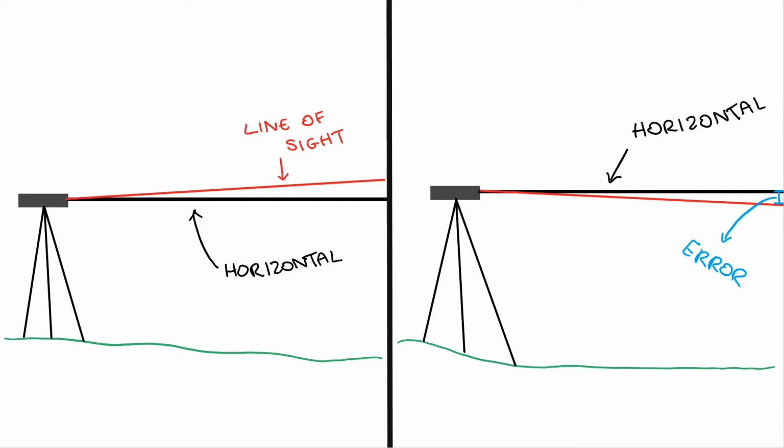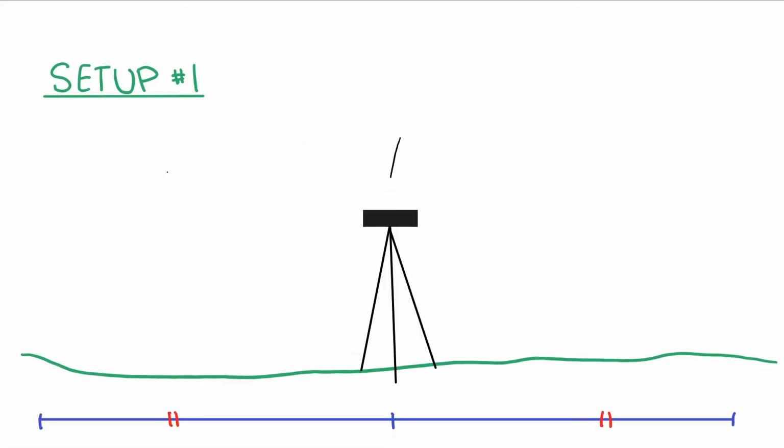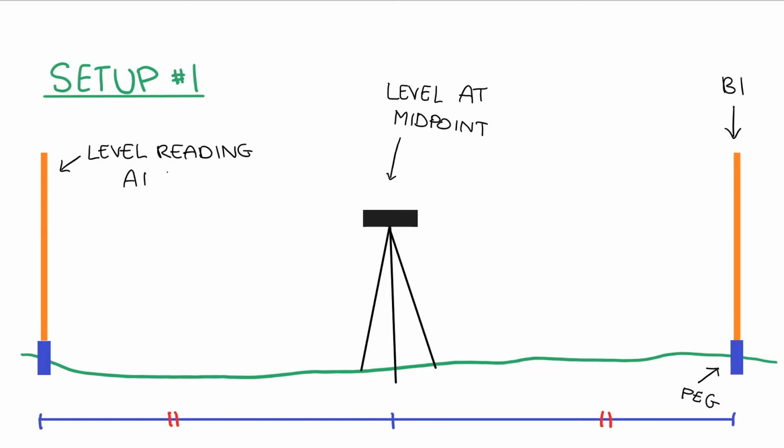In order to measure this, we utilize the peg test. The peg test involves two steps. First, the level is set up exactly in the middle of the length between 2 points A and B. From this level location, a reading is taken at point A. We will call this reading A1. A reading is also taken at point B. We'll call this reading B1.